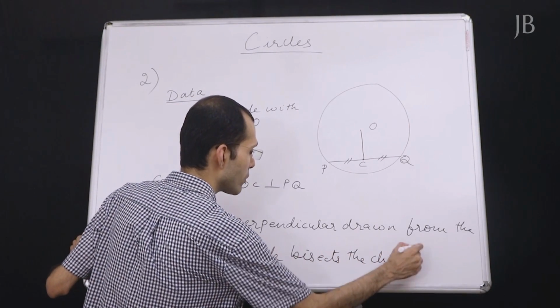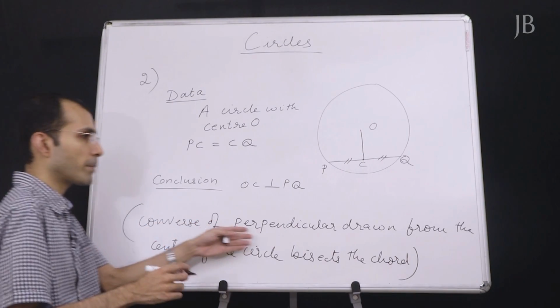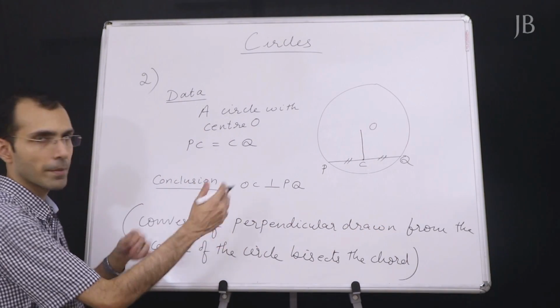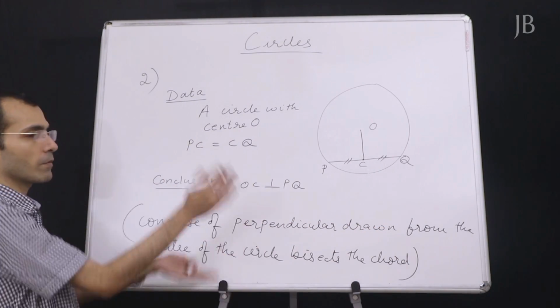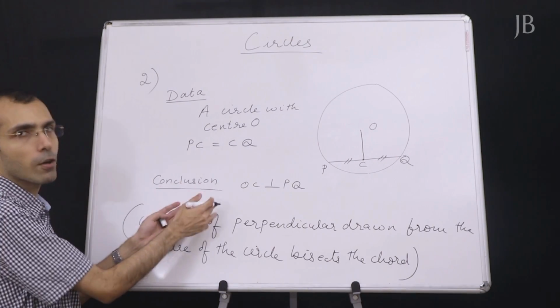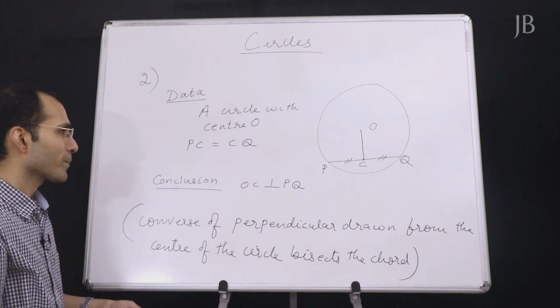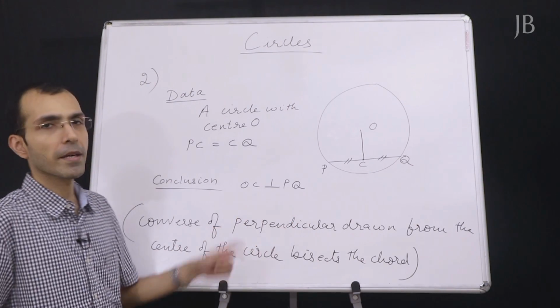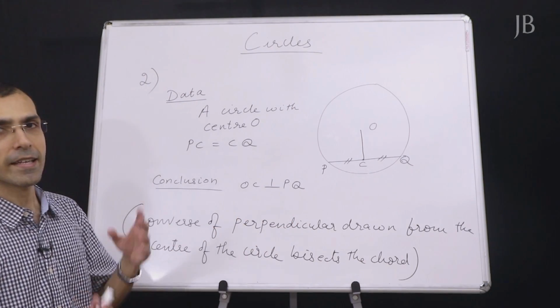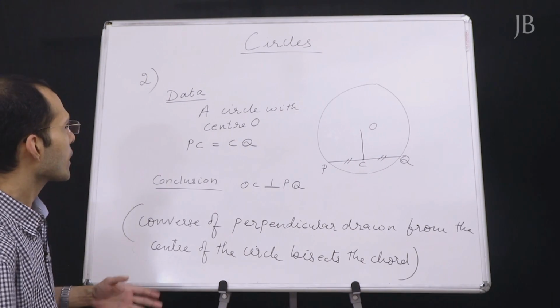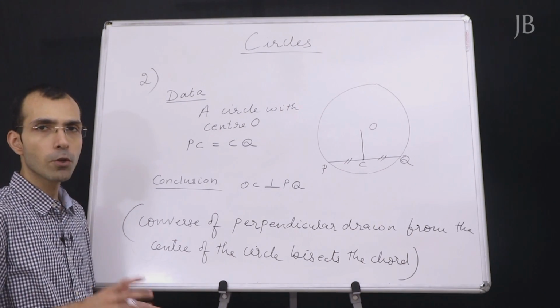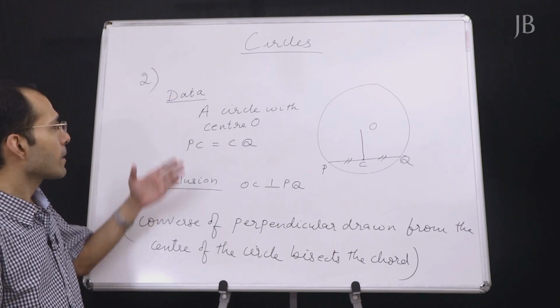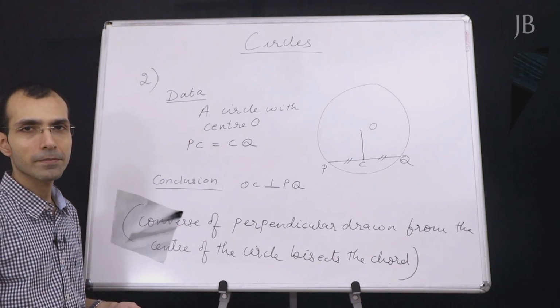So it will be easier for most of you to remember this concept: perpendicular drawn from the center of the circle bisects the chord, and this is the converse of it. So we just say converse of. So it's easier. So, converse of perpendicular drawn from the center of the circle bisects the chord. So this is your second concept. Fine. Now we will see some two good numericals which are based on these concepts.